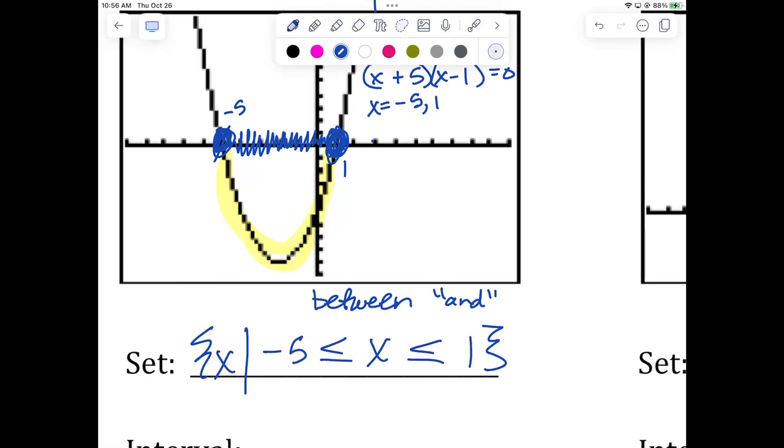We studied that at length when we did absolute value inequalities. So hopefully the notation is easy for you now. Least to greatest, small number on the left, big number on the right, x is in the middle, and they're either less thans or in this case less than or equal to's.